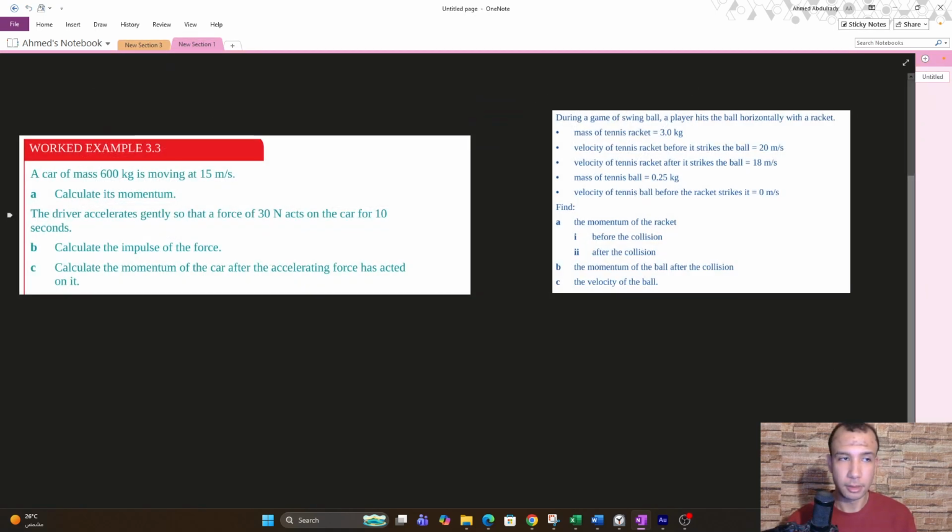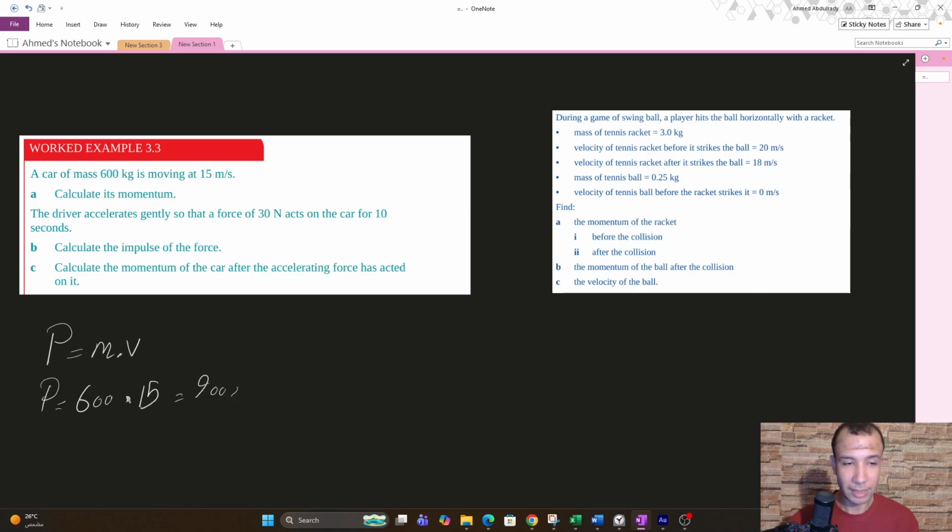All right, now I have a problem here. A car of mass 600 kilograms is moving at 15 meters per second. Calculate the momentum. So this is the first question here. The momentum p equals the mass times velocity. So p equals 600 times 15 equals 9,000. And the unit is kilogram meters per second.